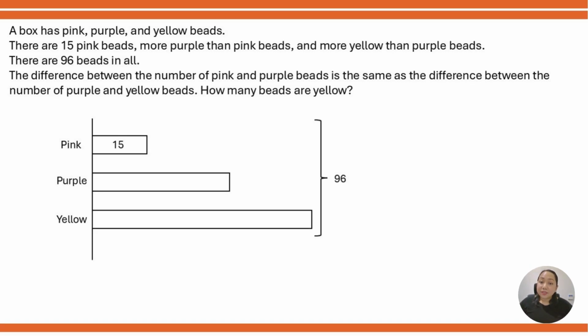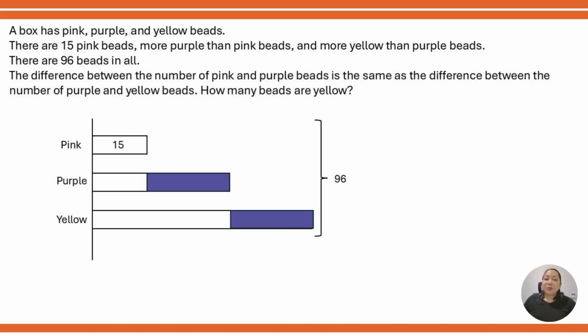There are 96 beads in all, so all we have to do is to draw a bracket on the right side which covers the pink, purple, and yellow beads. Then we are going to label that 96. The difference between the number of pink and purple beads is the same as the difference between the number of purple and yellow beads. To help us visualize this, I colored those parts purple. Notice that they are of the same size.